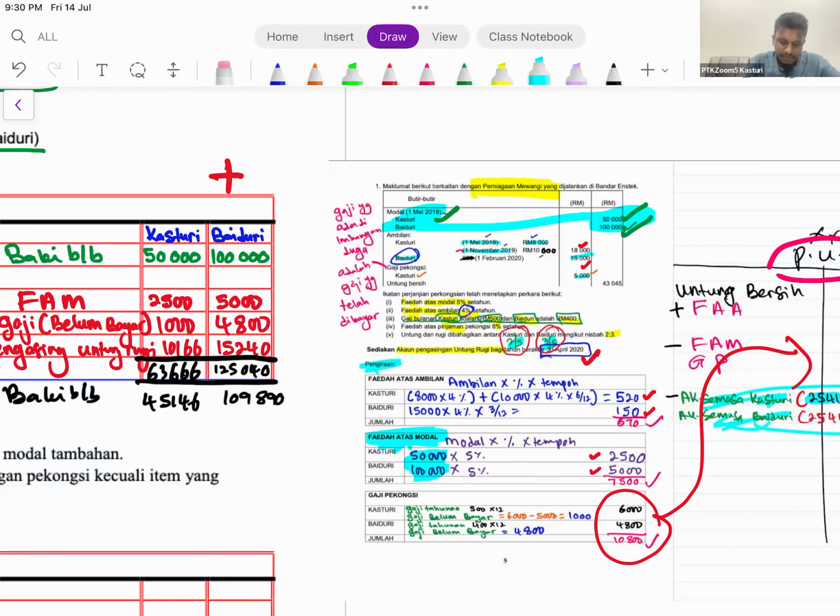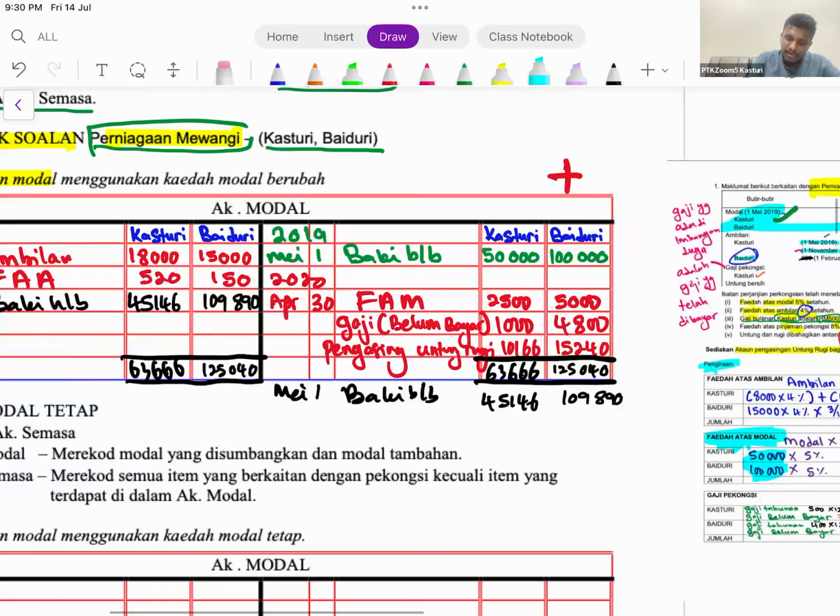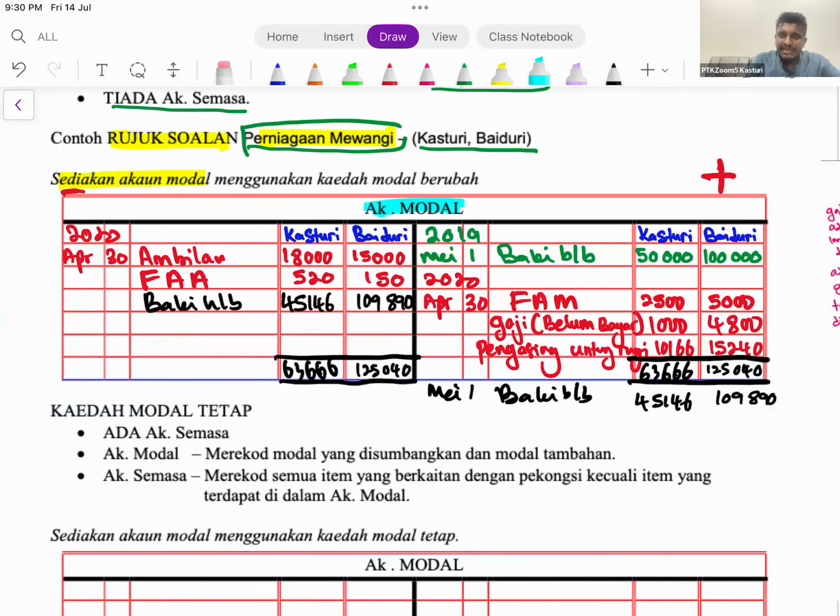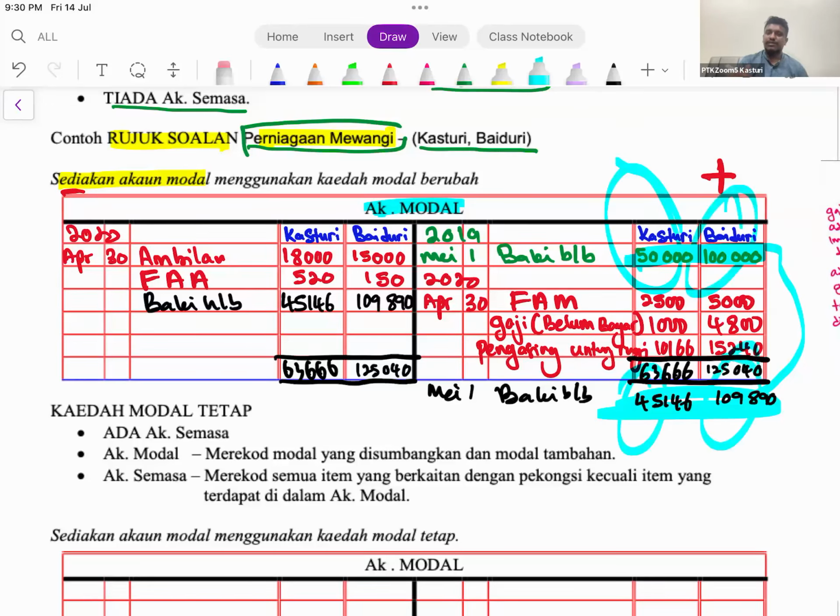But now, you look at this account, this is the account modal. At the beginning of the year it is 50,000 and 100,000. Modal dia sudah berubah sekarang. So on the second year, we need to pay the faedah atas modal. We need to calculate the faedah atas modal on 50,000 or 45,000, 100,000 or 109,000? Which one? The old one or the new one?